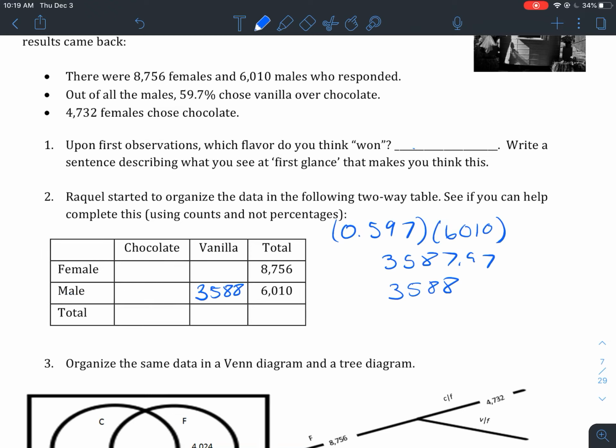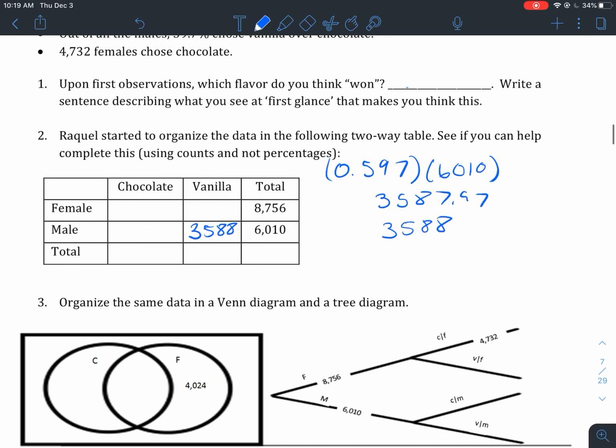All right. So then we could finish filling in the information for the males, right? If we have our total and we know how many chose vanilla, well, we can figure out how many chose chocolate, right? We're going to do 6,010 minus 3,588. All right. And when you do that, you should get 2,422.